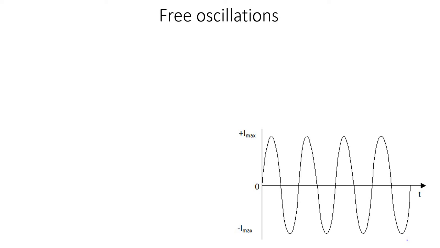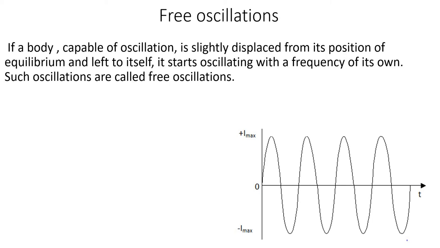Now we will discuss free oscillations. From this diagram itself you might have got an idea of what is meant by free oscillations, also known as undamped oscillation. If a body capable of oscillation is slightly displaced from its position of equilibrium and left to itself, it starts oscillating with a frequency of its own. Such oscillations are called free oscillations.